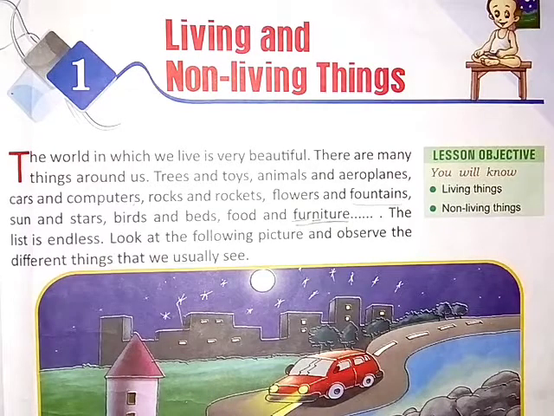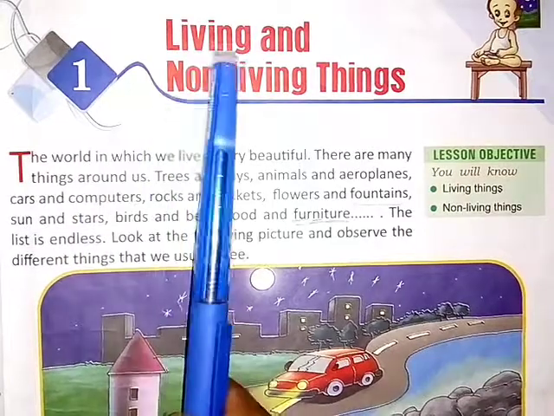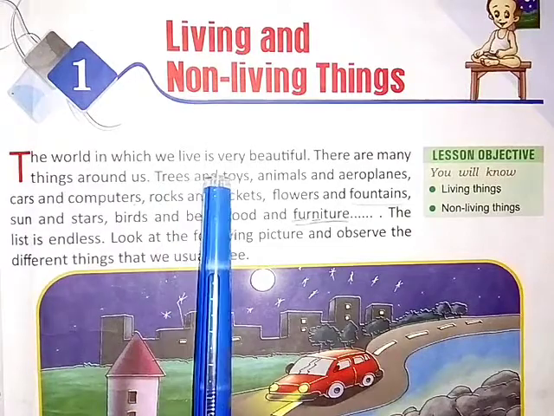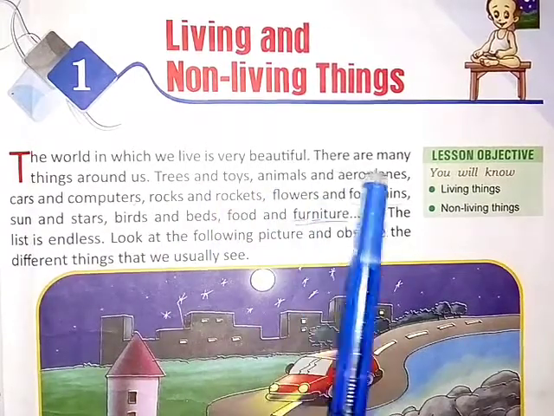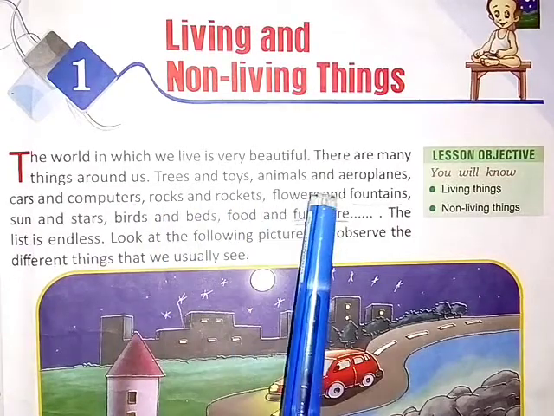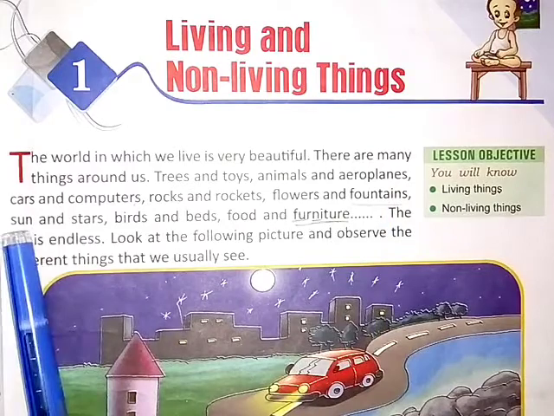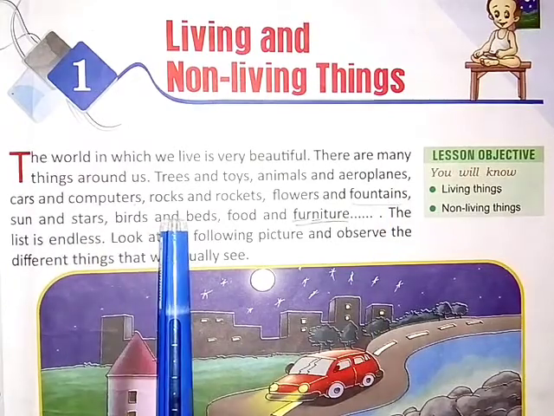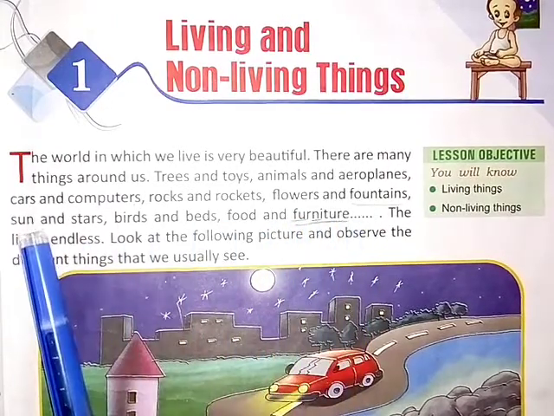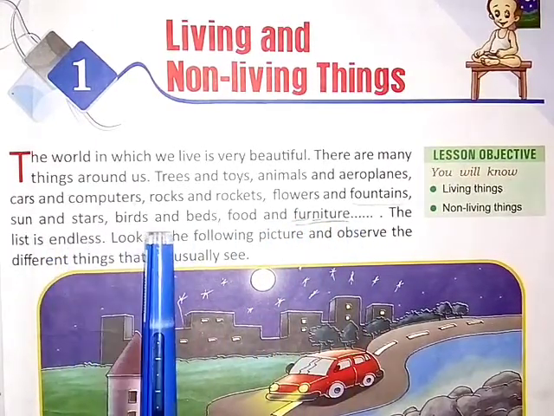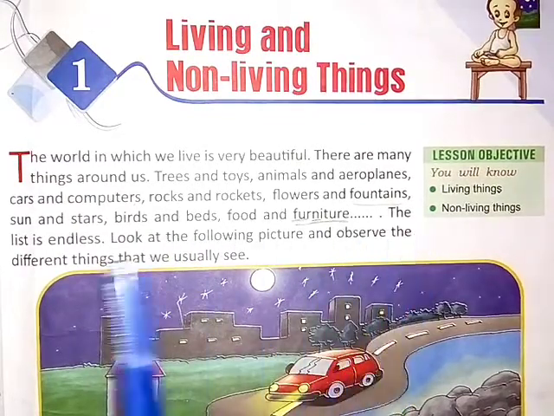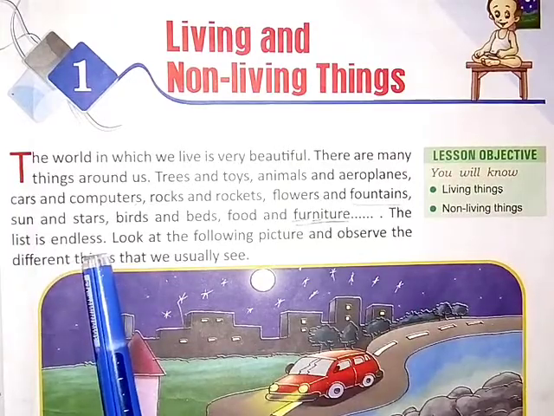Today we will read Chapter 1 of Science, Living and Non-Living Things. The world in which we live is very beautiful. There are many things around us. Trees and toys, animals and aeroplanes, cars and computers, rocks and rockets, flowers and fountains, sun and stars, birds and beds, food and furniture. The list is endless.